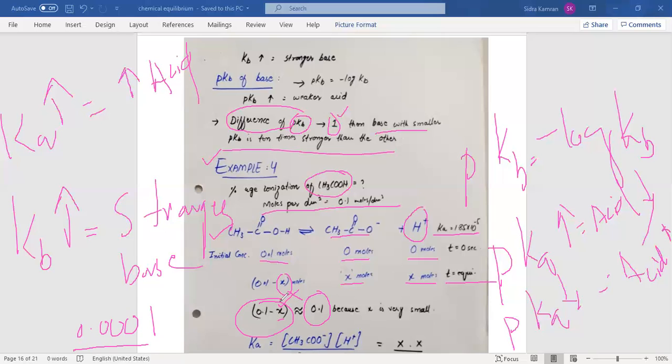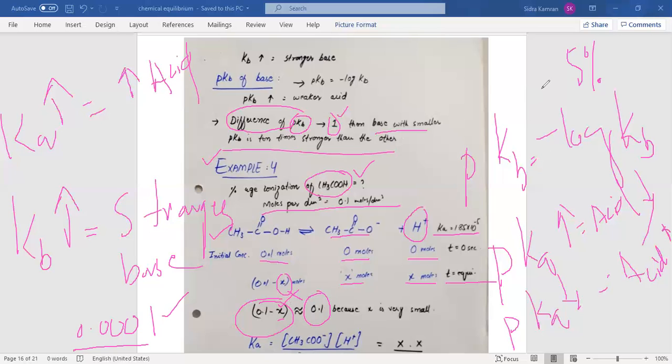That's why the ionization of acetic acid is very less. Because of its weak nature, acetic acid dissociates very little. Only 5% of weak acids ionize, only 5% out of 100. So weak acids have a very low ability to ionize. That's why it is considered as 0.1.